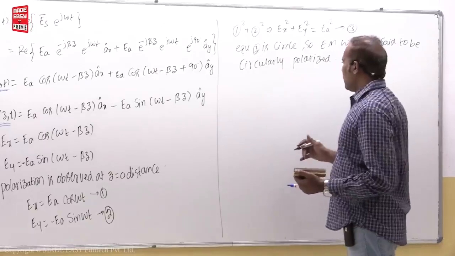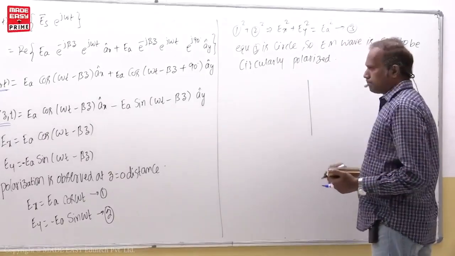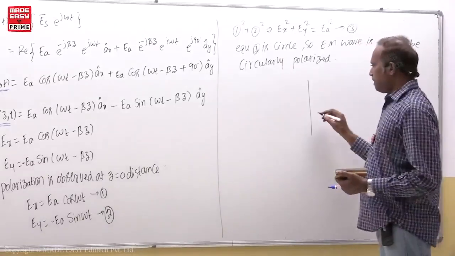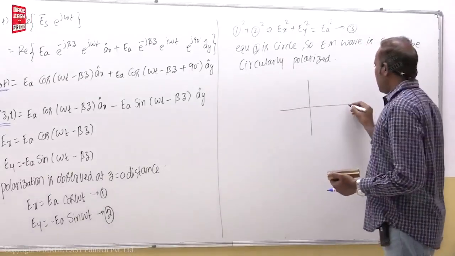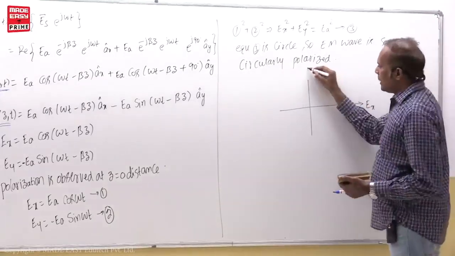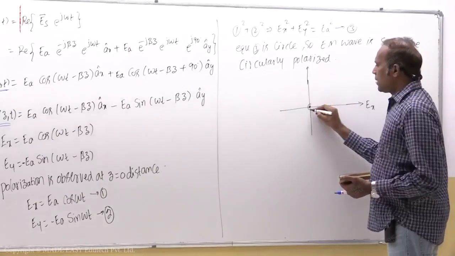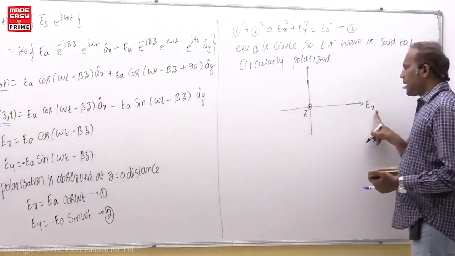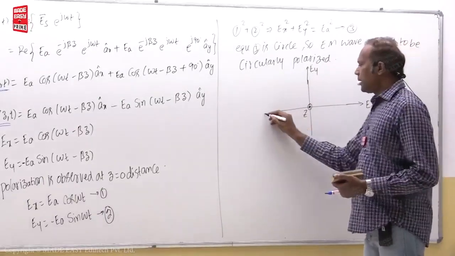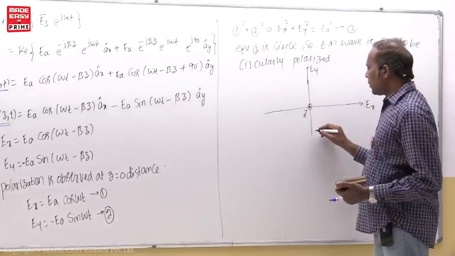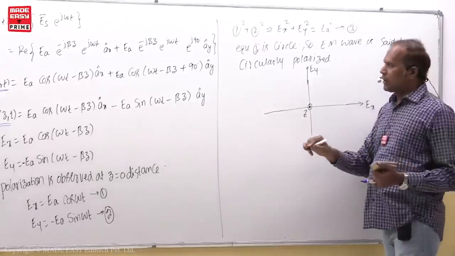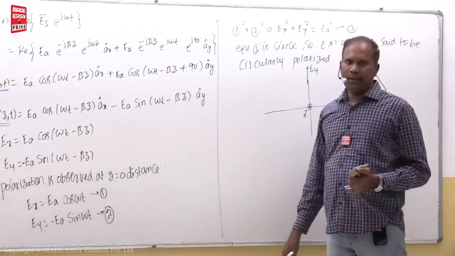Now I will show you. Let us take this as the x-axis and this is the y-axis. Of course, out of the board is the z-axis. On the x-axis, I am taking the electric field x component. On the y-axis, I am taking the electric field y component. Then the z-axis is out of the board. That is the wave propagation direction. You can see the wave propagation direction is the plus z direction. Okay.